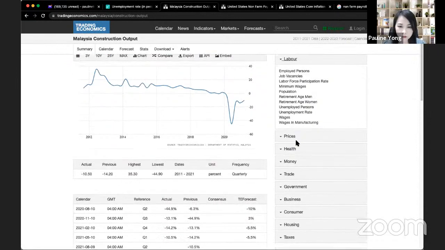As you move on, you can see prices, health, money, trade, government, business, consumer, housing, and taxes. The housing will be the one that we are looking at, which is the construction output. If you want to look at the housing data, there are so many of them. So we're just going to choose a few that are very much related to the stock market, because there are just too many of these indicators.